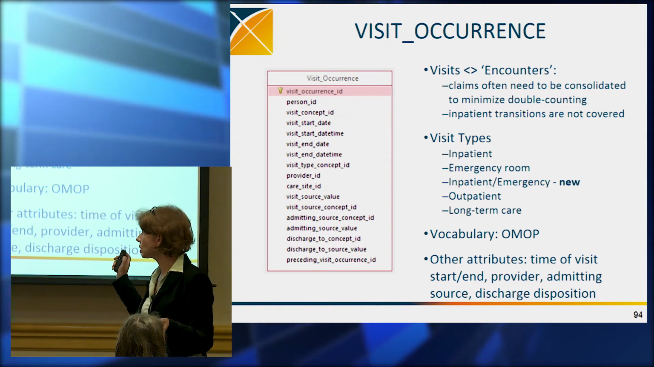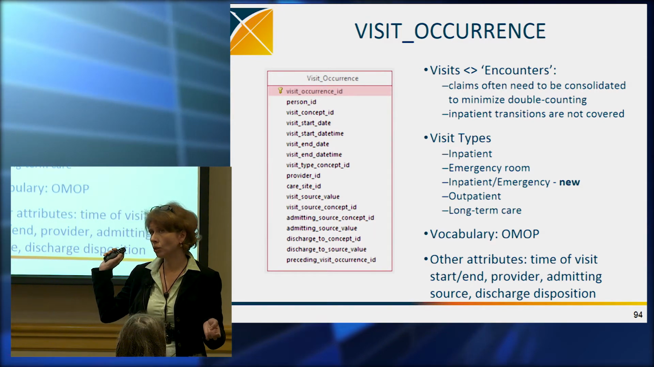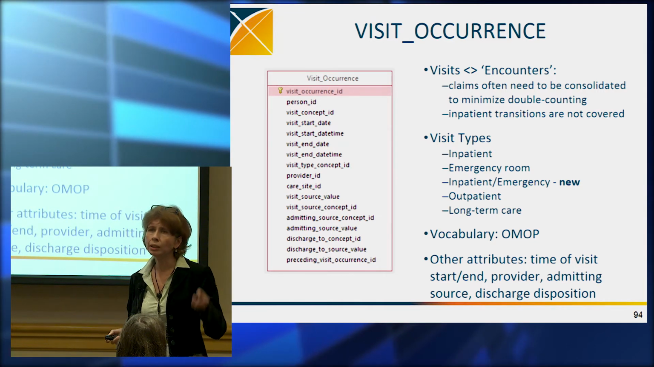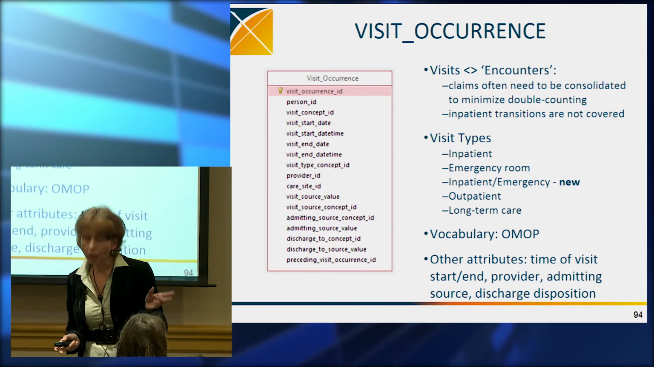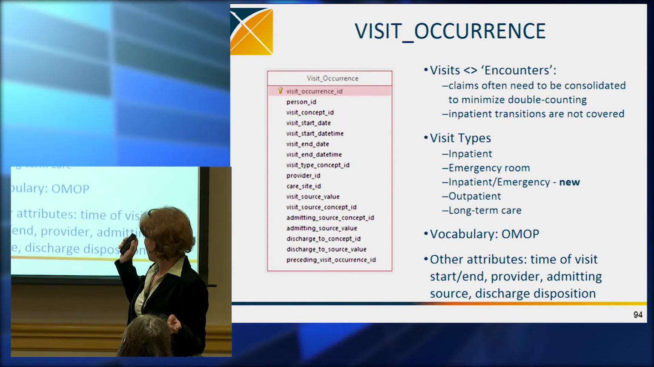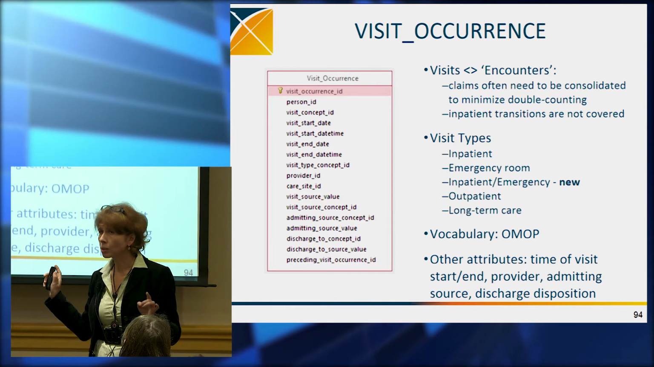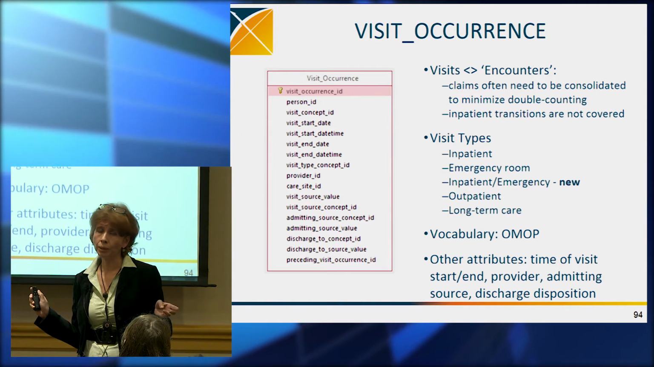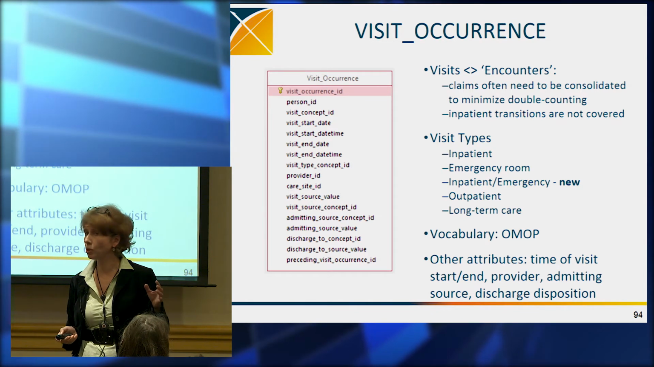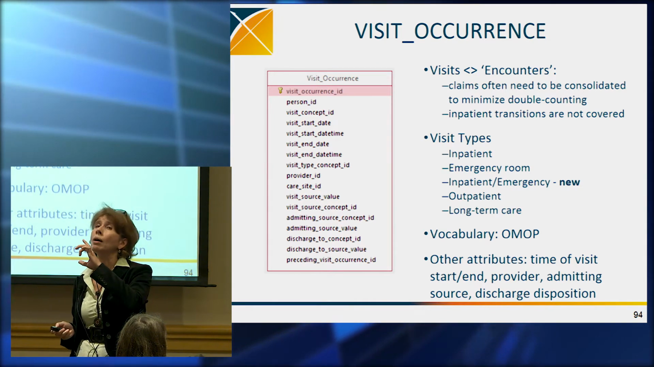This table was extended in version 5. We now have discharge destination and admission source, which are very key attributes of the inpatient visits. Also, what I would like to mention is that all the other tables, except for the person, will have the temporal component. Some of them will have the start and end component. Some of them will have just the one date associated with an observation.